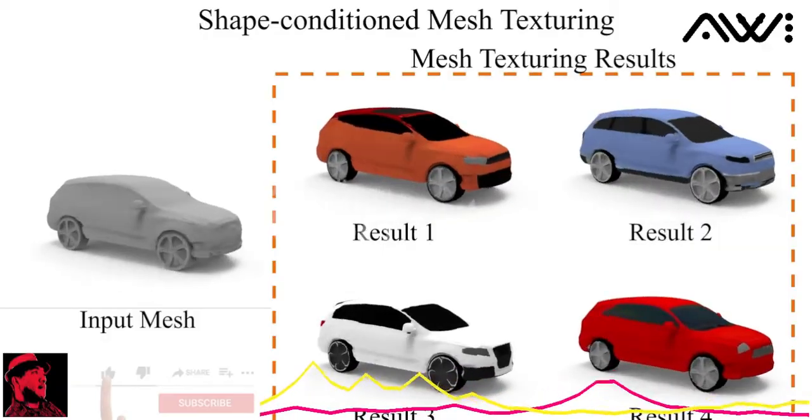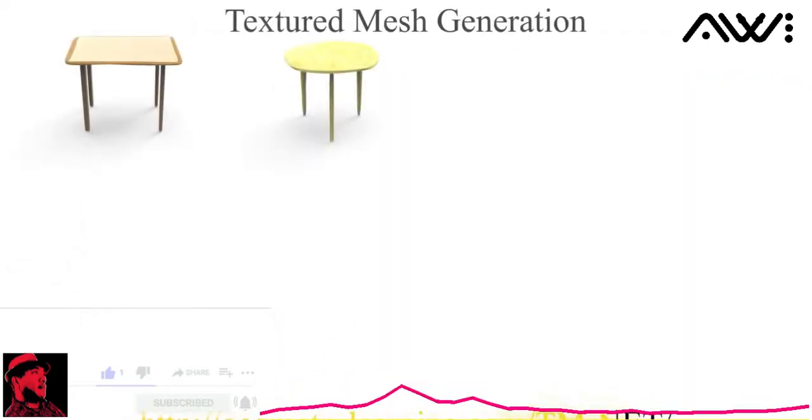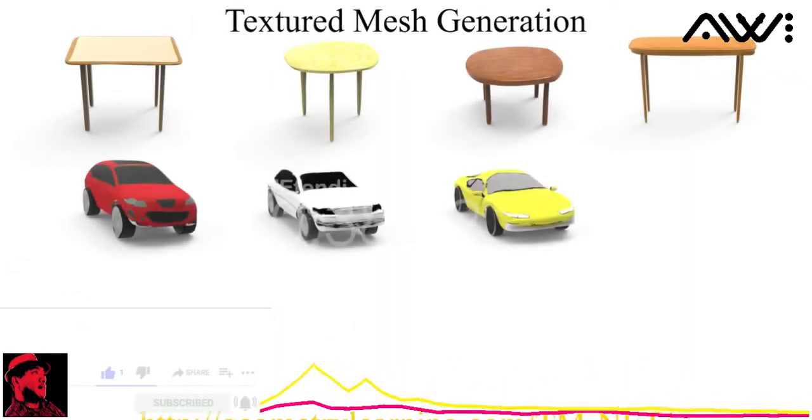Our method can generate textures for a given shape as well as randomly generate textured shapes. Welcome to our talk on TMNet.